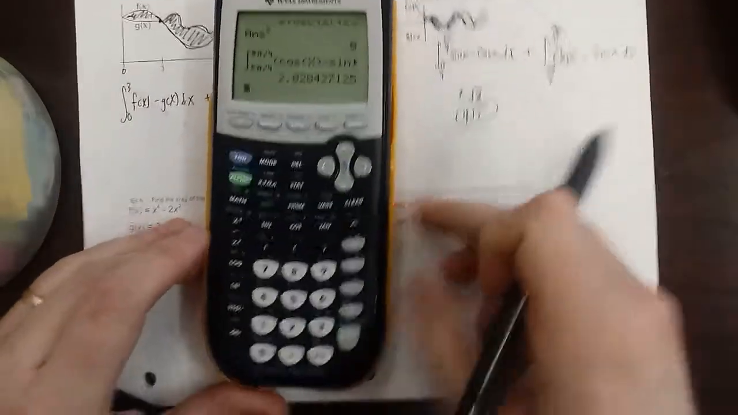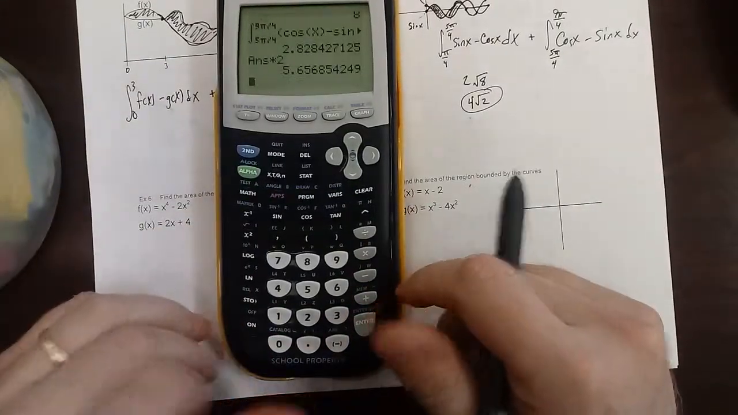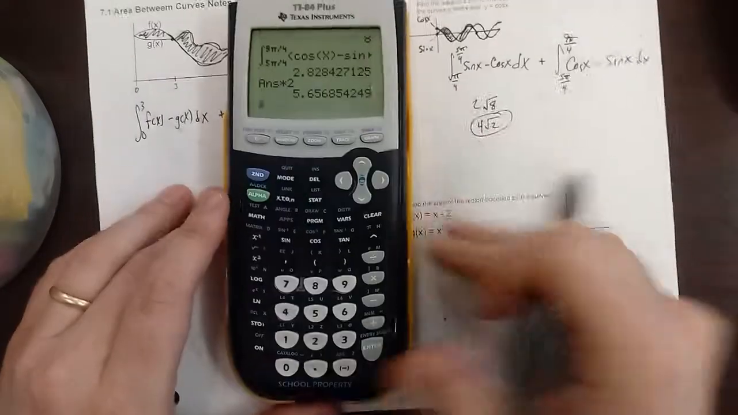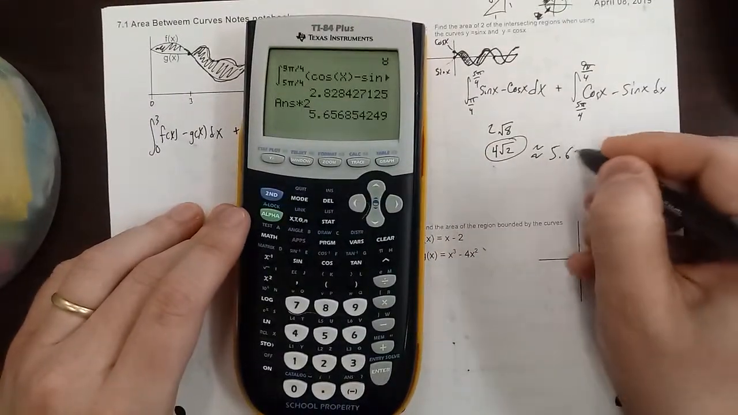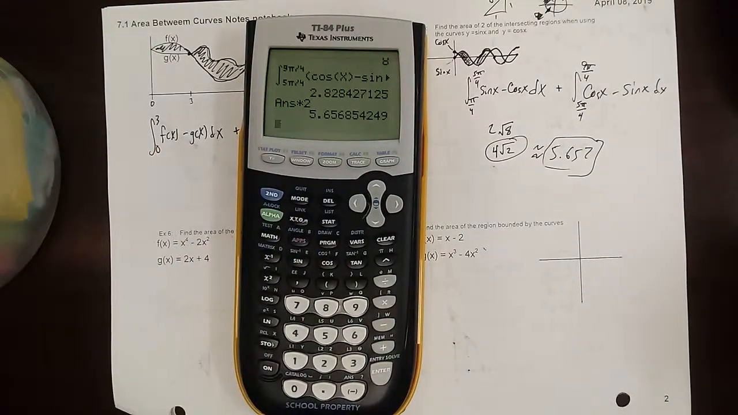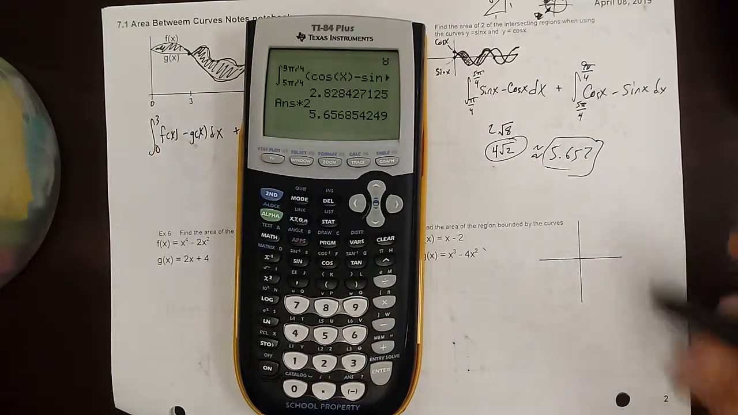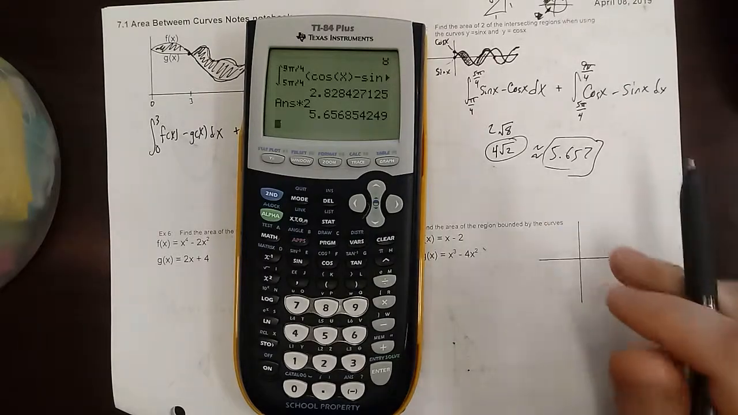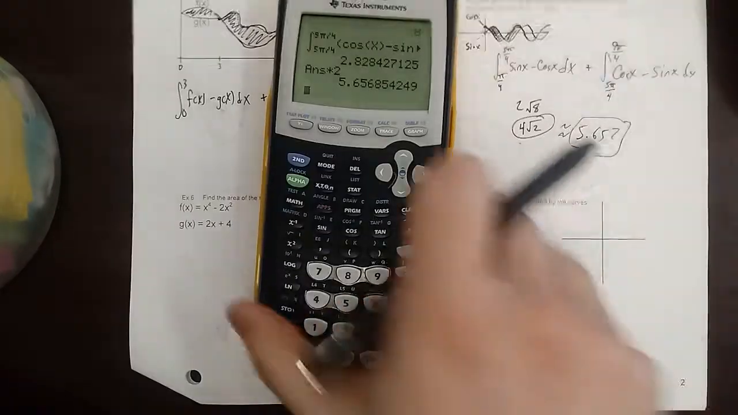Or, you know, 5.657. Just know, on the AP exam, if they gave you this question, they would give the exact answer. They wouldn't give you that. All right.